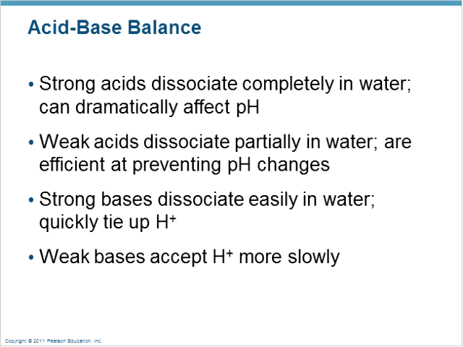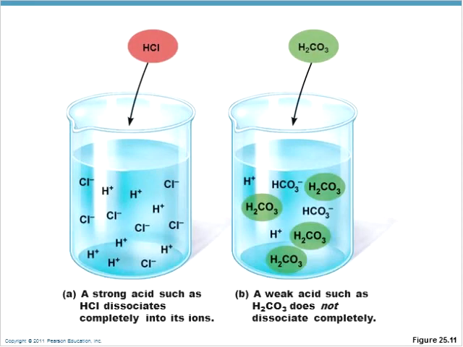Strong acids dissociate completely in water and can dramatically affect the pH. Weak acids dissociate partially in water and are efficient at preventing any significant pH changes because they almost work like a buffer, if you will. Strong bases dissociate easily in water and quickly tie up hydrogen, and weak bases accept hydrogen more slowly. And so a good slide is the next one.